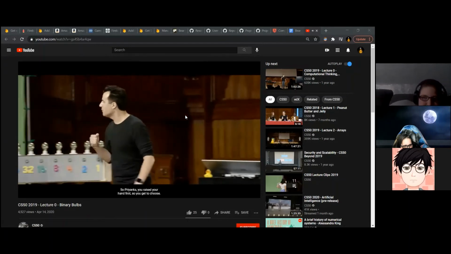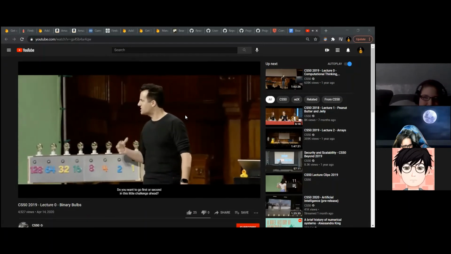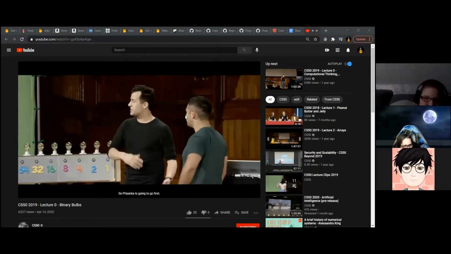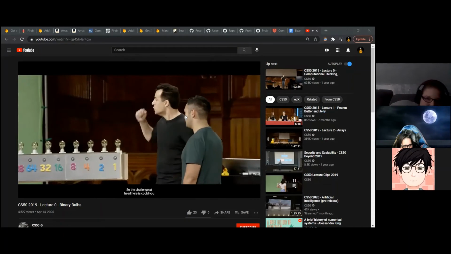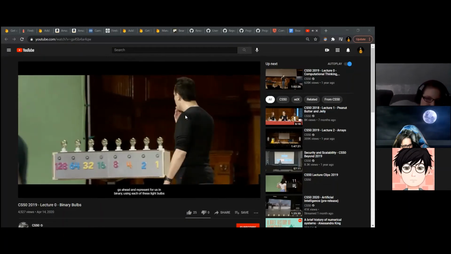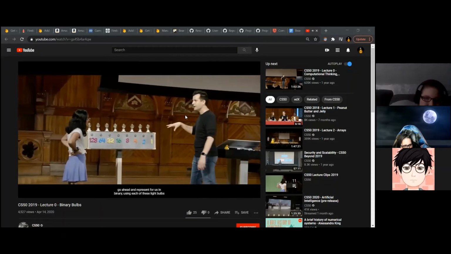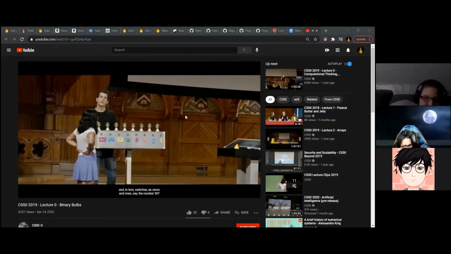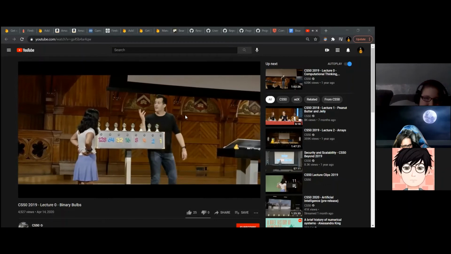So Priyanka, you raised your hand first, so you get to choose. Do you want to go first or second in this little challenge ahead? I'll go first. Okay, so Priyanka is going to go first. If you want to stand over there, Calvin. So the challenge ahead here is, could you represent for us in binary, using each of these light bulbs and in turn switches as 0s and 1s, the number 50.